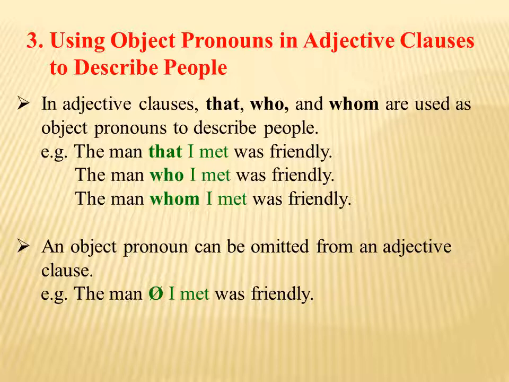Now, unlike the subject pronouns, an object pronoun can be omitted from an adjective clause, and this is the most common choice for both speaking and writing. Example: the man I met was friendly.